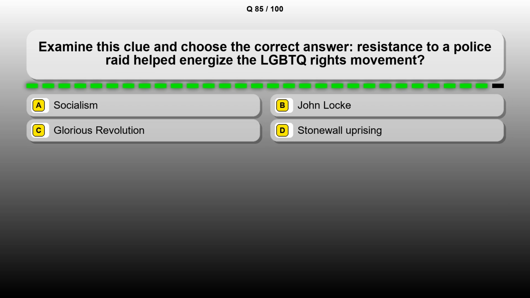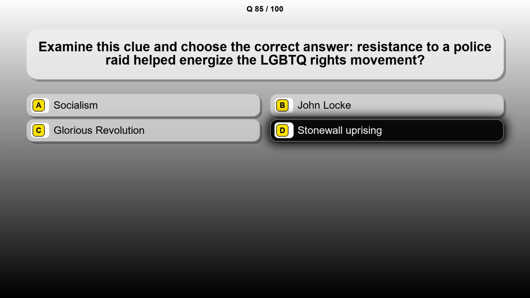Question 85. Examine this clue and choose the correct answer. Resistance to a police raid helped energize the LGBTQ rights movement. Option A, socialism. Option B, John Locke. Option C, Glorious Revolution. Option D, Stonewall Uprising.